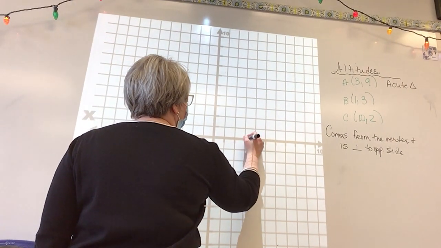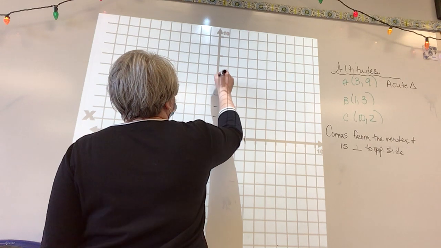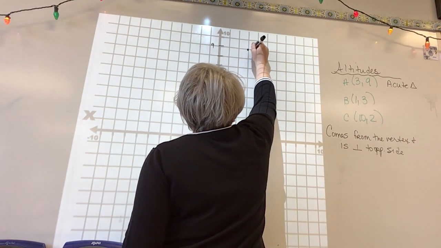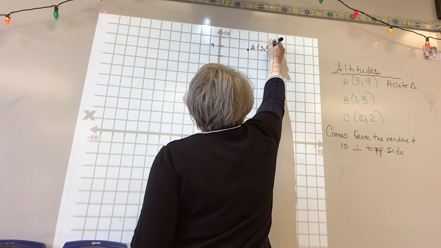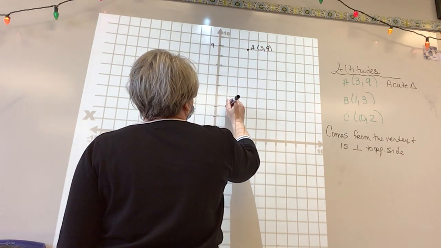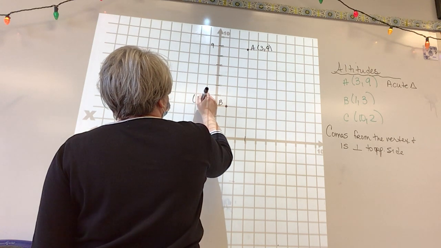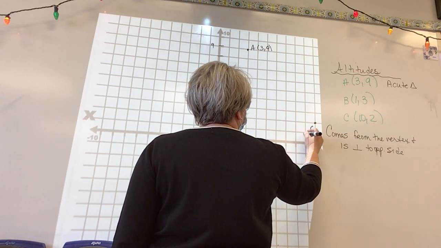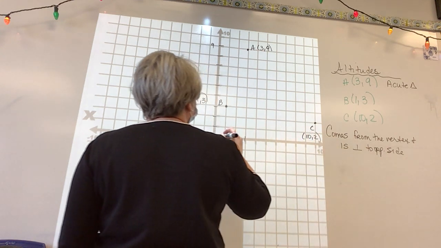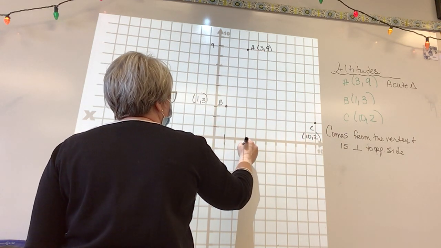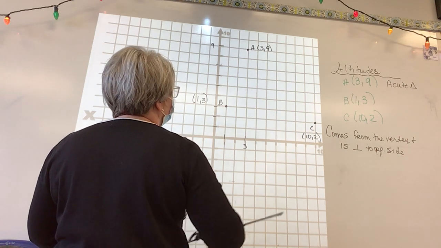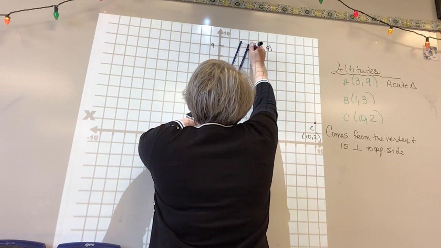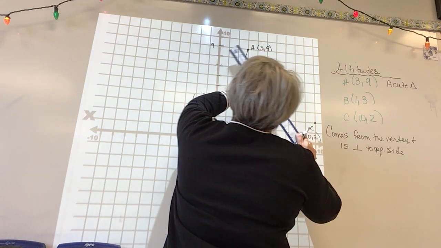We're gonna have A is 3, 9, B is 1, 3, C is 10, 2. And then we'll start as soon as everybody's got it grabbed.